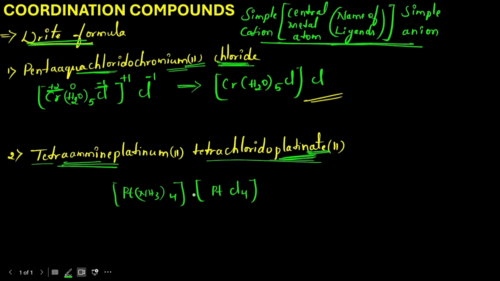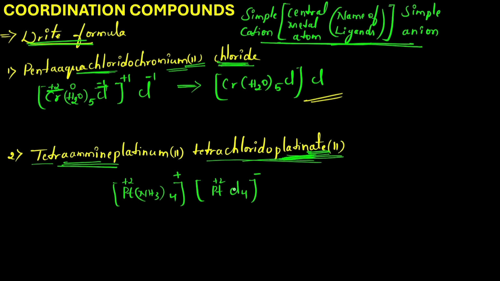Now you have to check with the oxidation number which is given. Here it is given that it is +2 and here it is given that +2. But here it is mentioned that platinate, therefore it is understood that this is an anionic complex. Here the negative charge is there, here the positive charge is there. Now we have to cross check again.